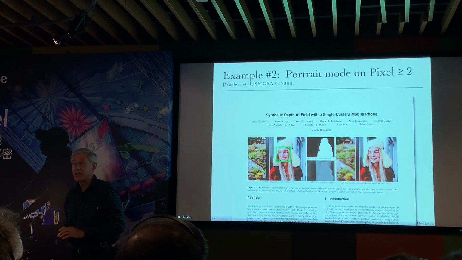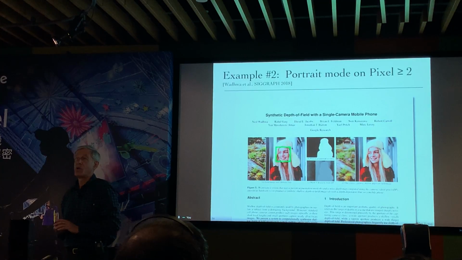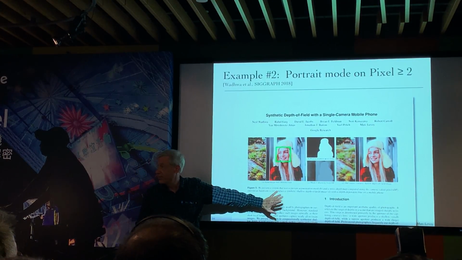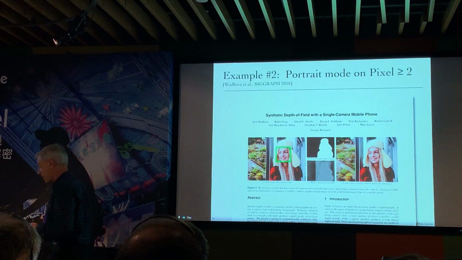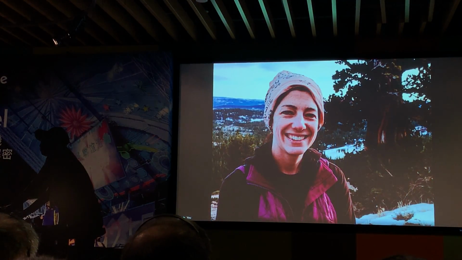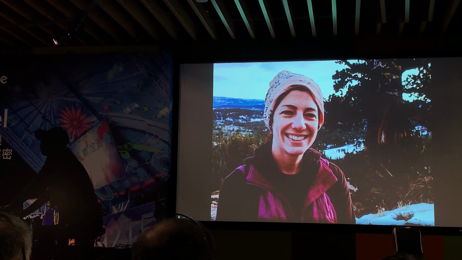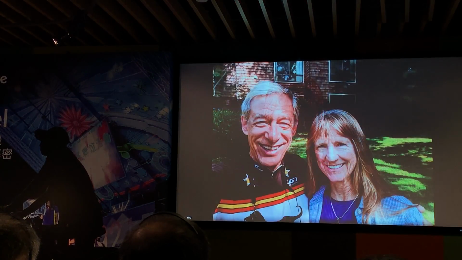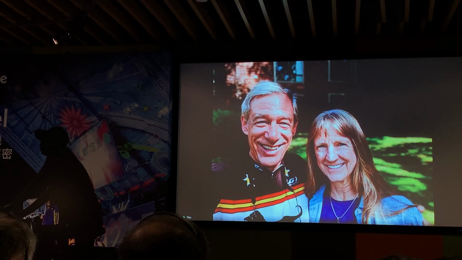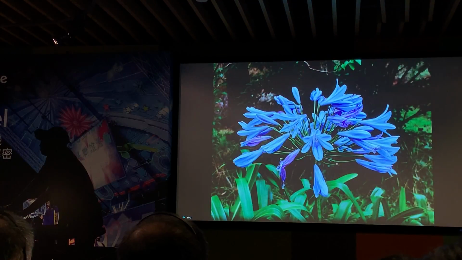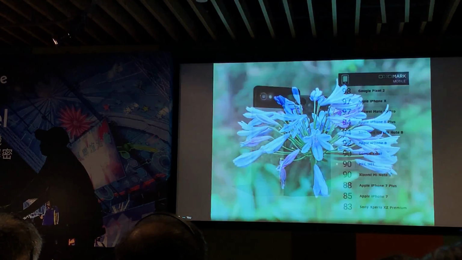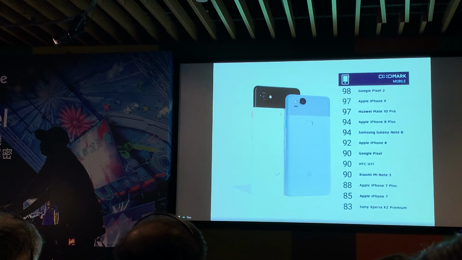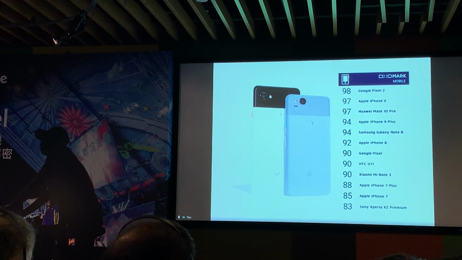The second technology is portrait mode. So this is also a publication from SIGGRAPH last year about portrait mode. The general idea of shallow depth of field is well known. It draws attention to your main subject. It reduces clutter in the background, in the case of the selfie, and it increases the amount of depth in your image. So this also won us the best camera rating for the Pixel 2.